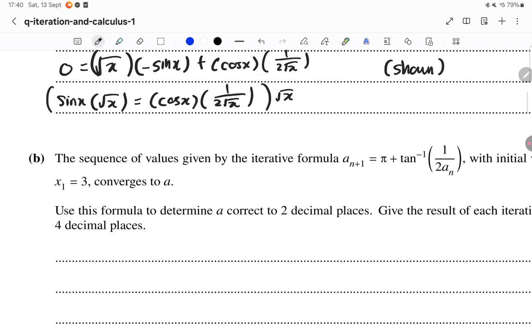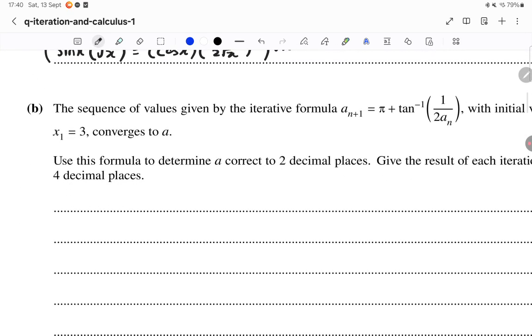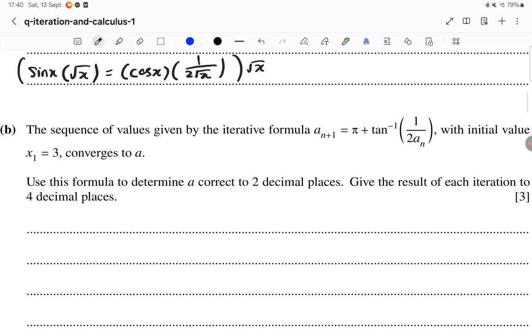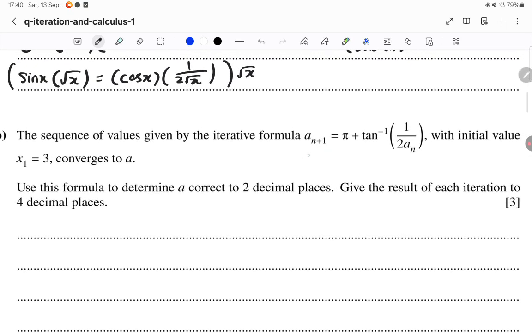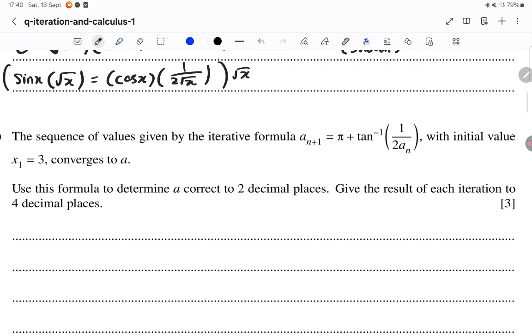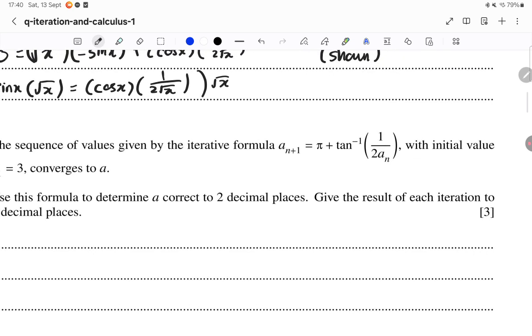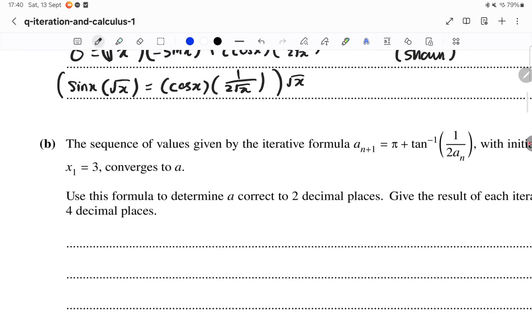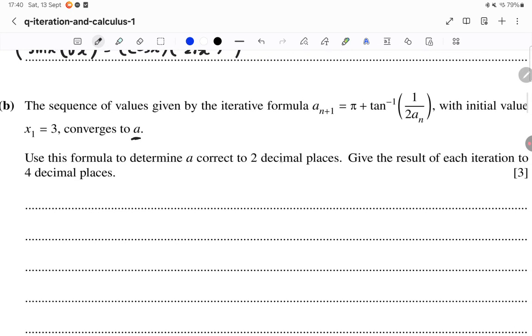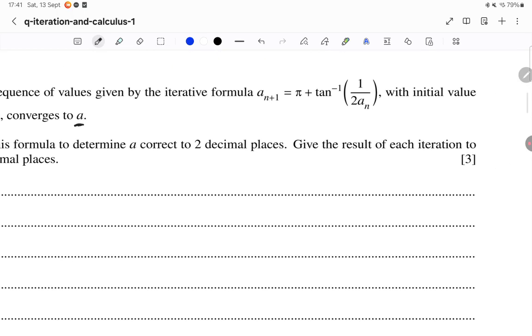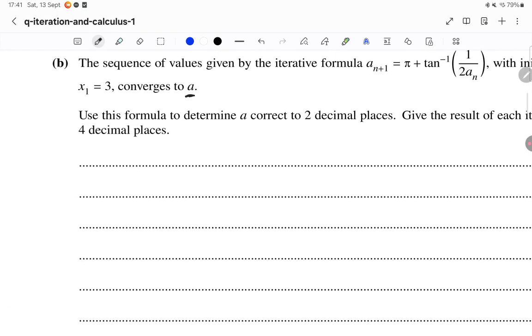Okay, so now we're going to do b. The sequence of values given by the iterative formula. In some questions they could already give you the iteration formula they want you to use, and some will tell you to use the previous one. Okay, with the initial value of x1, so they already gave us the initial value to start with, 3, so it converges to a, so it approaches the value of a. Use this formula to determine a correct to 2 decimal places. Give the result of each iteration to 4 decimal places.